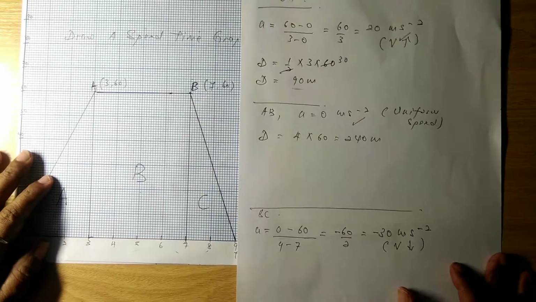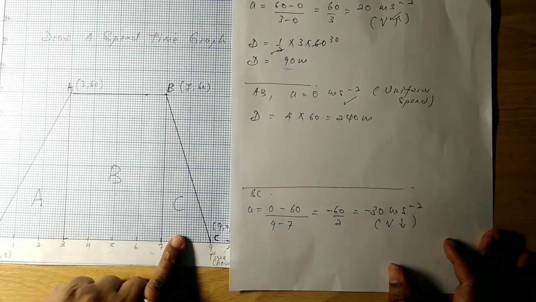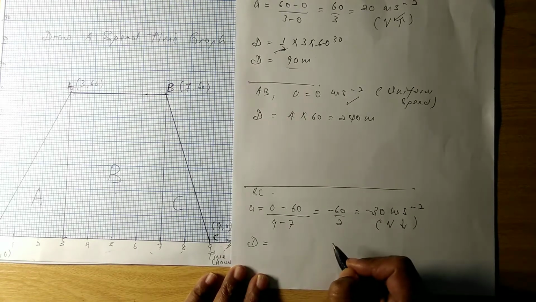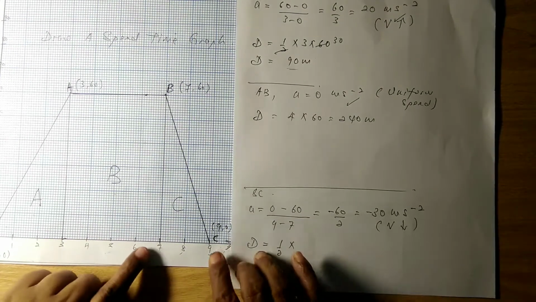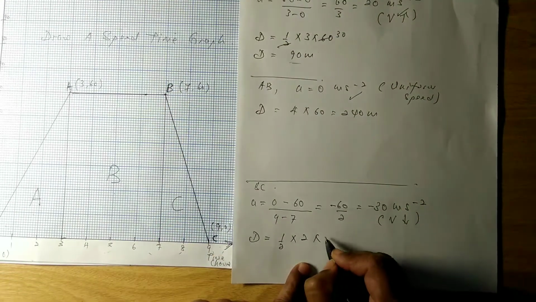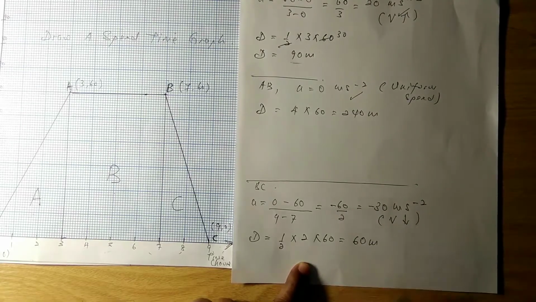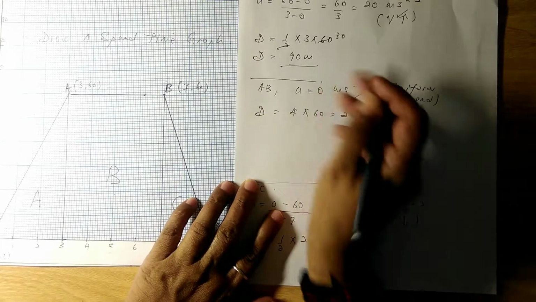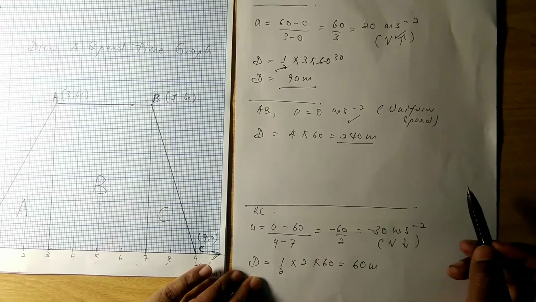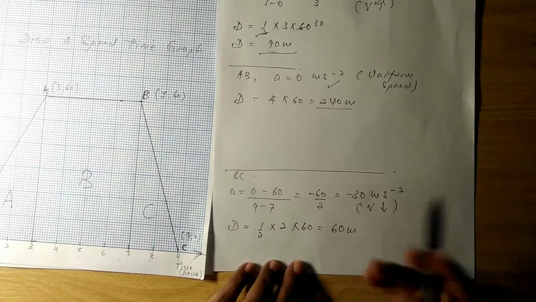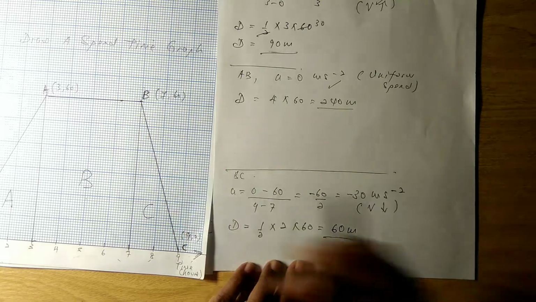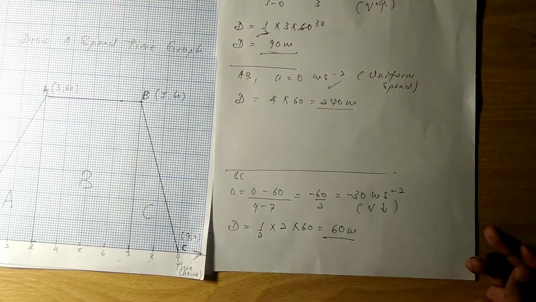Lastly, when we're talking about the area of part C, my area or the distance covered is actually half times my base, 7 to 9, which is 2, times the height, which is 60. So this is actually 60 meters. So the distance traveled by the particle from O to A is 90 meters, from A to B is 240 meters, and lastly, the distance traveled in the last 2 hours from B to C is 60 meters.